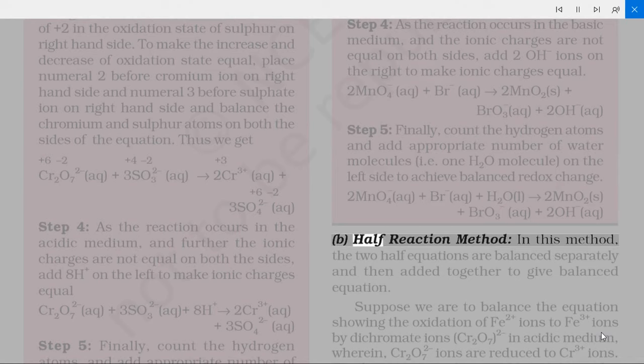B. Half reaction method. In this method, the two half equations are balanced separately and then added together to give the balanced equation. Suppose we are to balance the equation showing the oxidation of Fe²⁺ ions to Fe³⁺ ions by dichromate ions, Cr2O7²⁻, in acidic medium, wherein Cr2O7²⁻ ions are reduced to Cr³⁺ ions. The following steps are involved in this task.